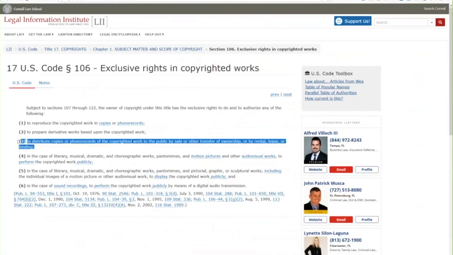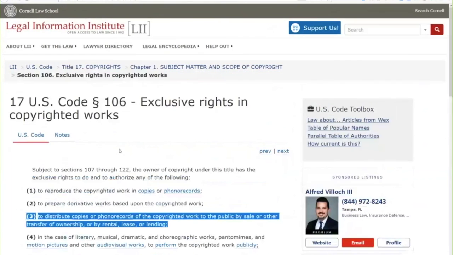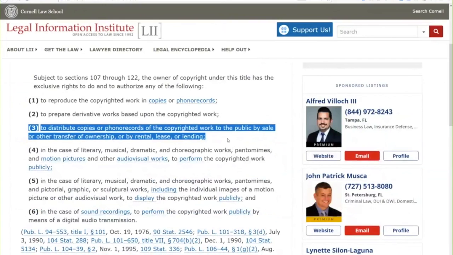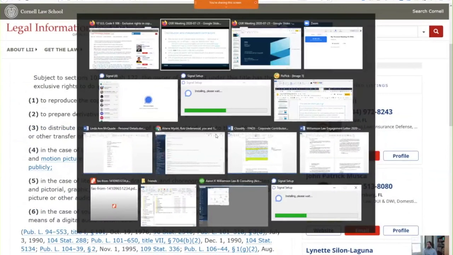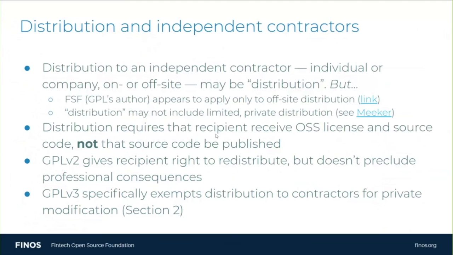Okay, so if you look at the third, these are the exclusive rights of a copyright holder under the United States Copyright Act. What item three here says is it's the exclusive right of the copyright owner to distribute copies of the copyrighted work to the public by sale or other transfer of ownership, by rental, lease, or lending. So if you focus on that to the public element, then there's an argument that providing copies of a copyrighted work that you have a license to a third party in a private limited way is not distribution within the meaning of the Copyright Act.